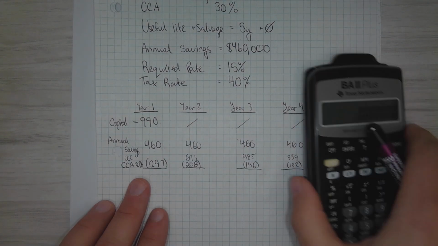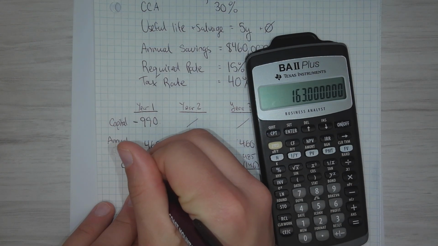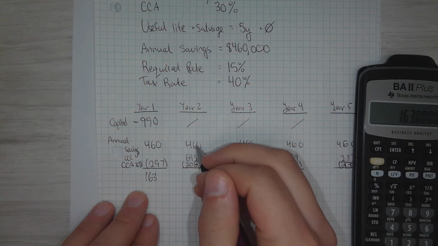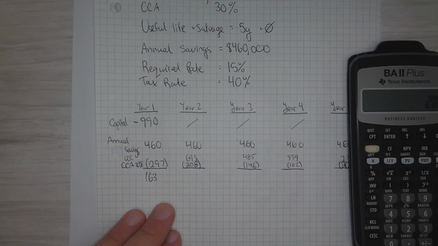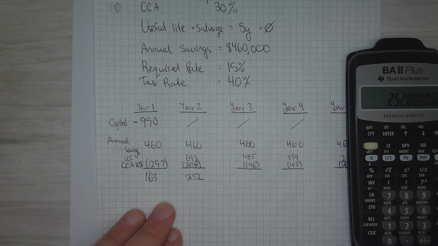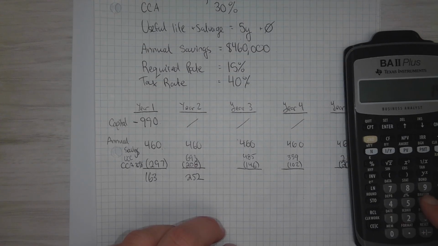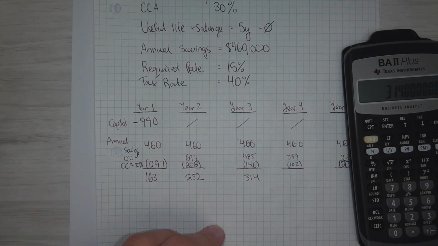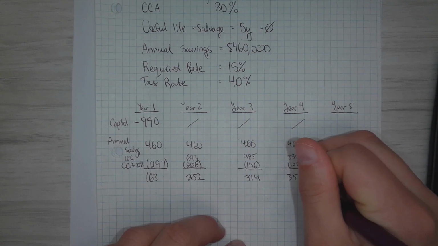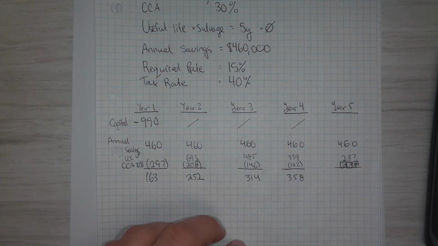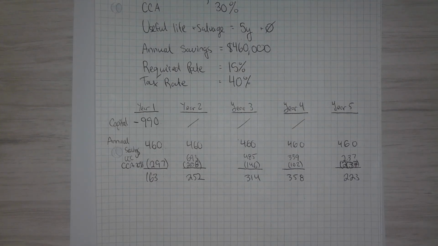So now we can go through each one and determine our net. So 460 minus 297, we've got 163. 460 minus 208, pardon me, 252. 460 minus 146. 460 minus 102. 460 minus 237, 223. So this is the current savings.